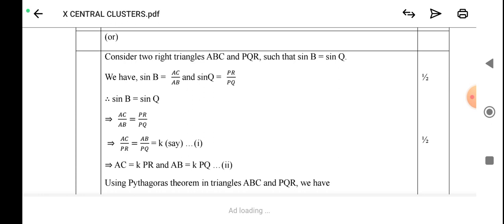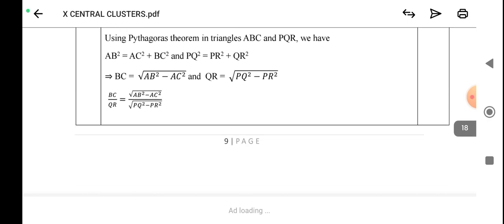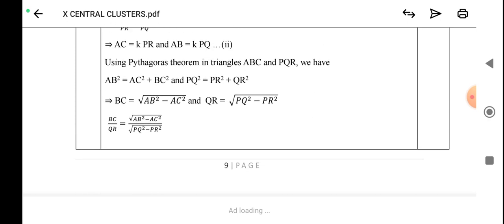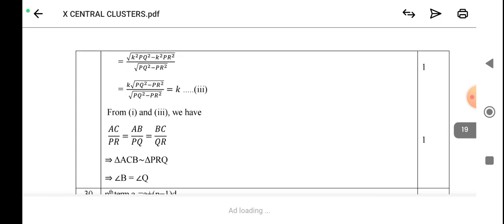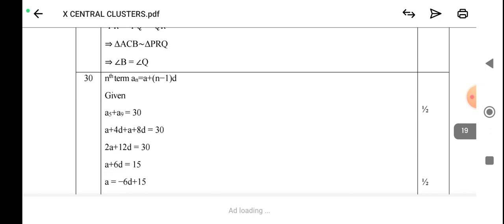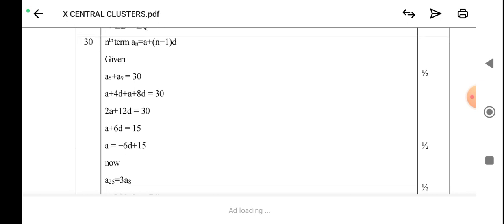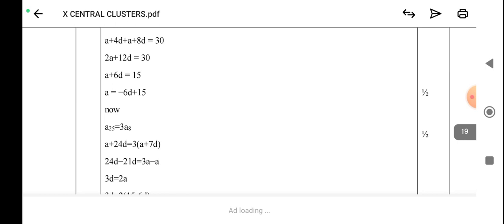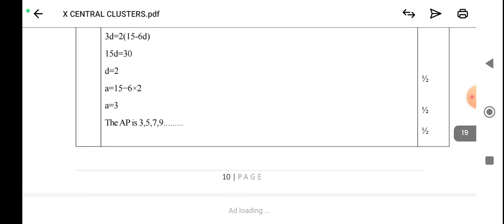Again, this question was there in this book, sin B equal to sin Q. Somewhat of a triangle model. Use the Pythagoras theorem and get the value of angle B equals angle Q. Nth term of an AP is given, and they are simplified.